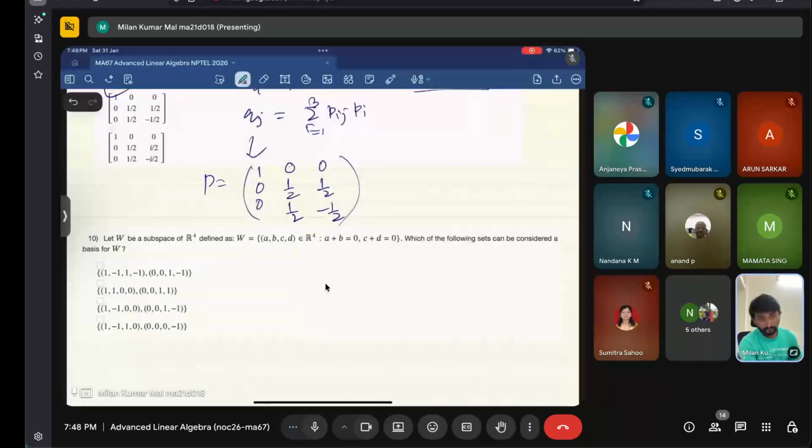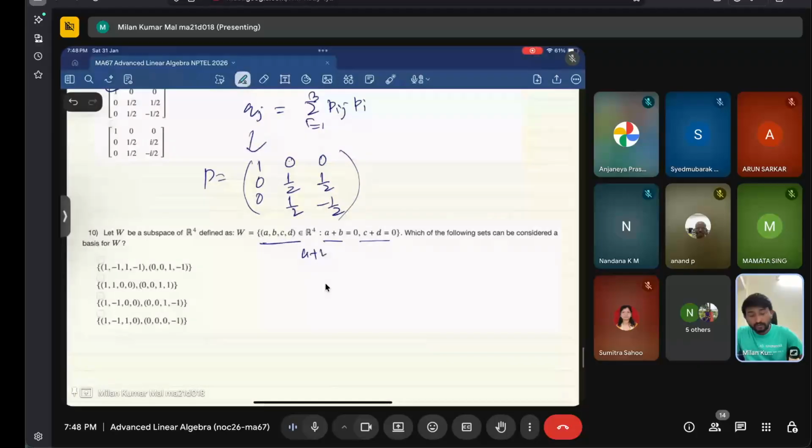Okay, this is another problem. Let W be a subspace of R4 defined as the collection of all (a, b, c, d) such that a plus b equals c plus d. So this is very clear: a plus b equals 0 implies that b has to be minus a, and c plus d equals 0 implies that d has to be minus c. So W is actually the collection of vectors like (a, minus a, c, minus c). So a and c are free to vary.